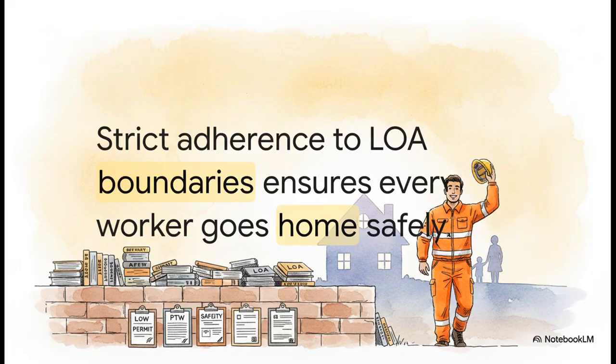Which brings us to our final thought for this explainer. Look, all these acronyms, LOA, PWR, EXC, WAH, they aren't just annoying paperwork designed to slow you down. Strict adherence to the boundaries of the LOA, specifically understanding that you cannot work on isolated equipment under it, and properly managing those secondary permits, that is what ensures every single worker goes home safely to their families at the end of the shift. Knowledge is your first line of defense. So, I'll leave you with this. What permit will you double-check today?